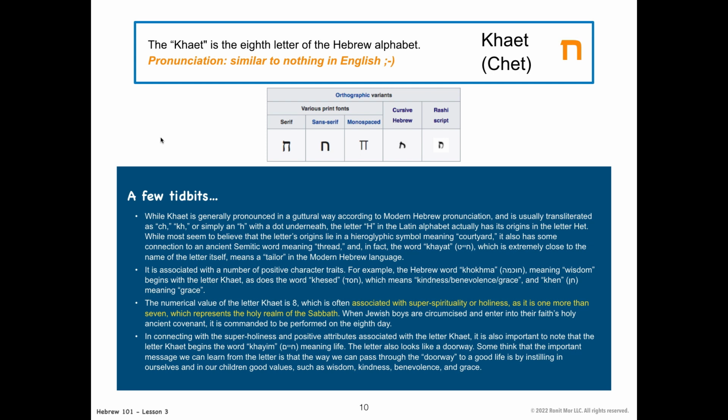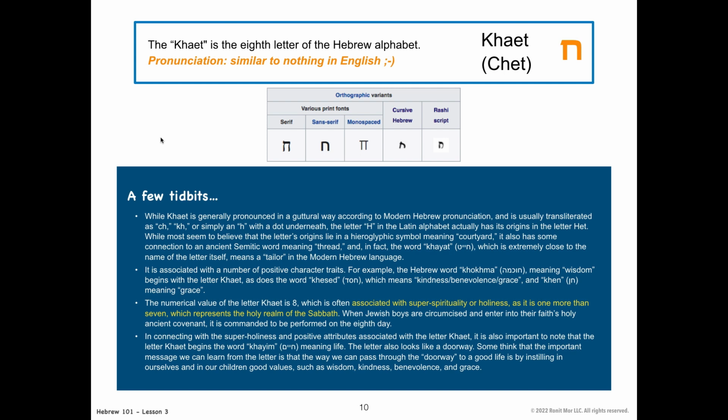The numerical value of the letter chet is 8, which is often associated with super spirituality or holiness, as it is one more than 7, which represents the holy realm of the Sabbath. When Jewish boys are circumcised and enter into their faith, Holy Ancient Covenant, it is commanded to be performed on the 8th day. In connecting with the super holiness and positive attributes associated with the letter chet, it is also important to note that the letter chet begins the word chaim, meaning life.